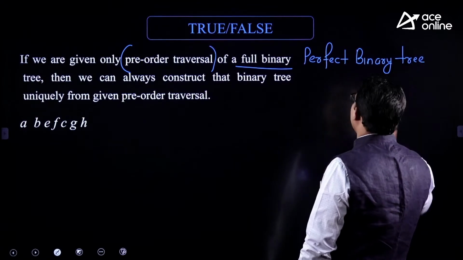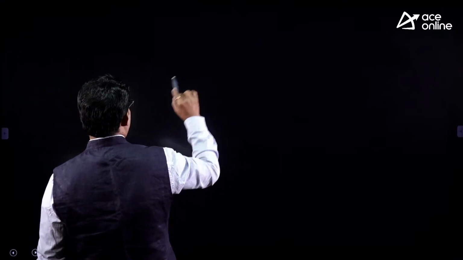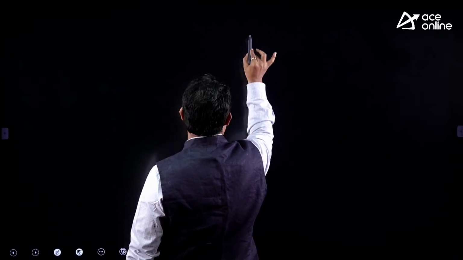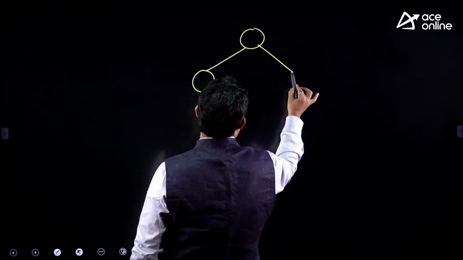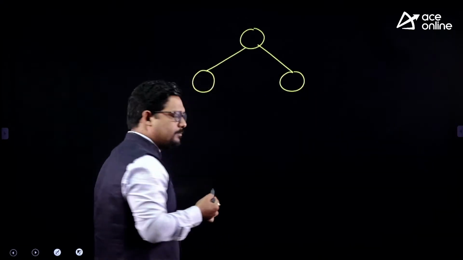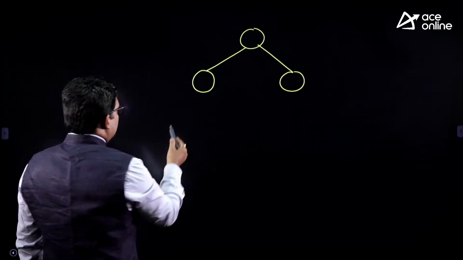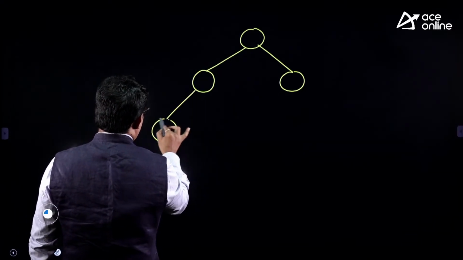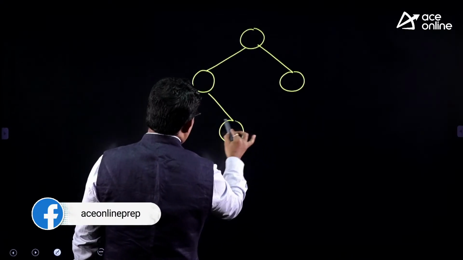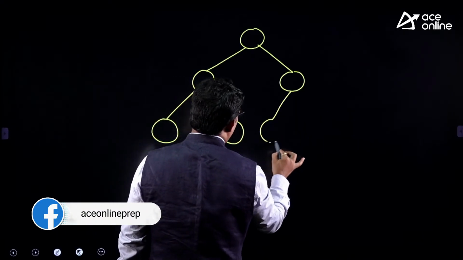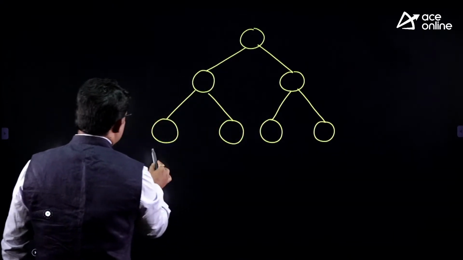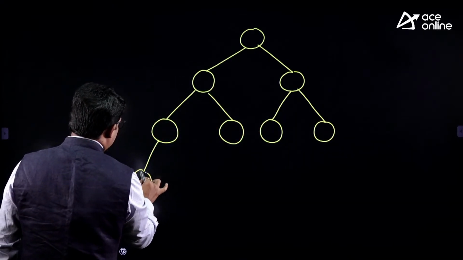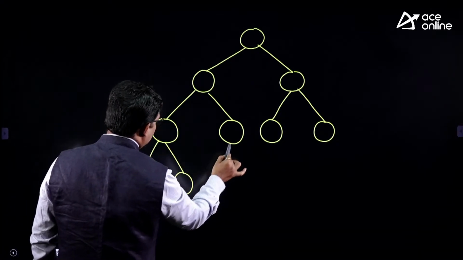A perfect binary tree's structure will look like this. This is the structure of a perfect binary tree only. This is a perfect binary tree with 3 nodes. This is a perfect binary tree, or full binary tree, with 7 nodes. And this is the perfect binary tree with 15 nodes.